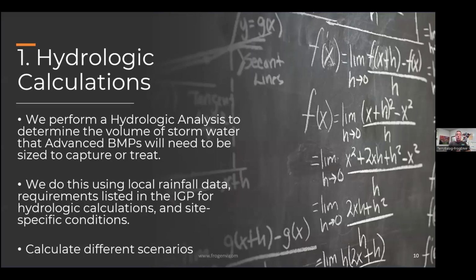We do this using local rainfall data, requirements listed in the IGP for hydrologic calculation, and site-specific conditions. We'll have some scenarios, and we'll talk about what that means. But basically, how much water is it? What does an 85th percentile rain look like in my area? Is it 10,000 gallons or is it 200,000 gallons? That's really the first key step. Before the engineering assessment even begins, we want to know what volume we're dealing with. And this volume gives us the ability to calculate different scenarios.